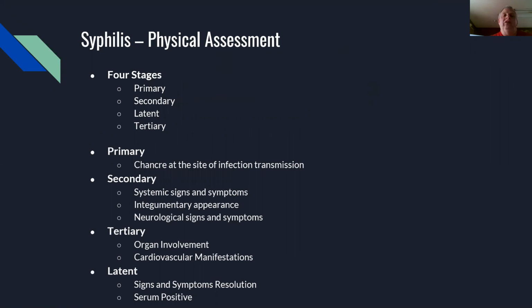There are 4 stages of syphilis, each with their own physical assessment characteristics. Primary syphilis is characterized by the development of a chancre at the site of the infection. These skin lesions are usually painless, may have a hollow base, and curled edges. Their incubation period can be 3 to 6 weeks after initial exposure.